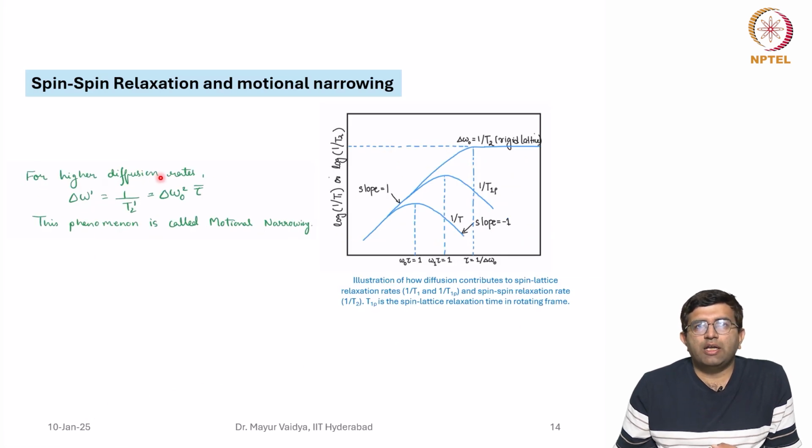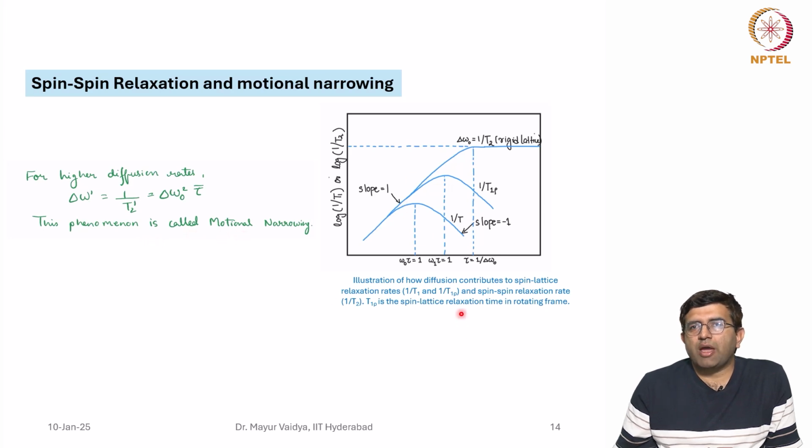So, for higher diffusion rates, you have delta omega prime equal to 1 by T2 bar, which is 1 by T2 prime, which is equal to delta omega square into tau bar. This phenomenon is what is known as motional narrowing.